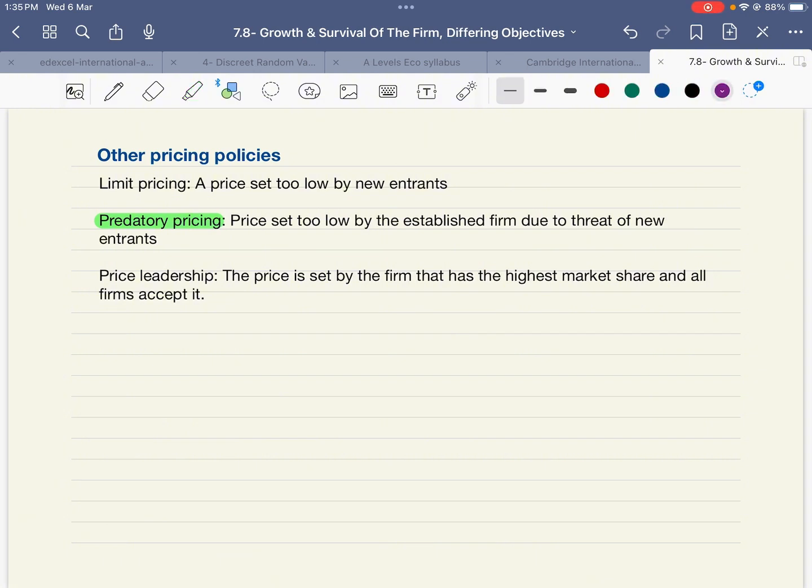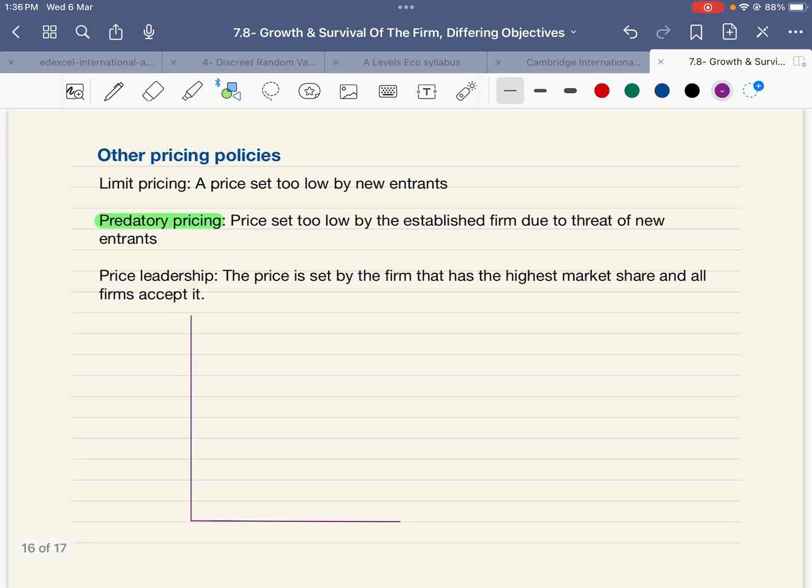This could be the scenario in an oligopoly when one firm fears that the other firm is going to lower their prices to capture a huge market share, and this predatory pricing happens because each firm wants to capture a bigger market share. Price leadership is the price set by the firm that has the highest market share and all firms accept it. This model is a purely oligopolistic model.